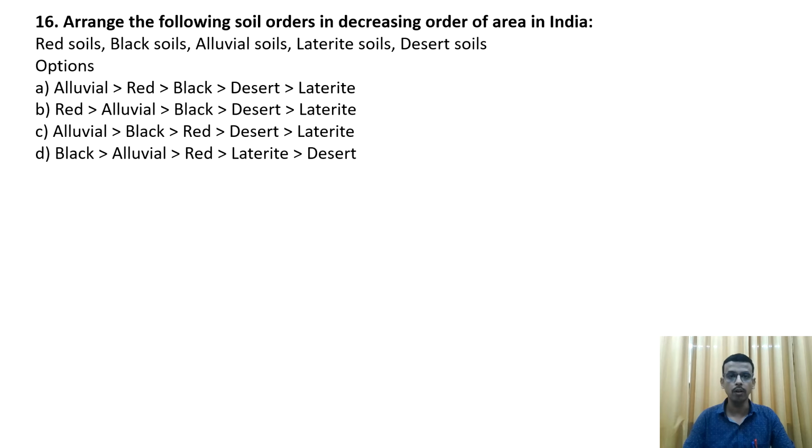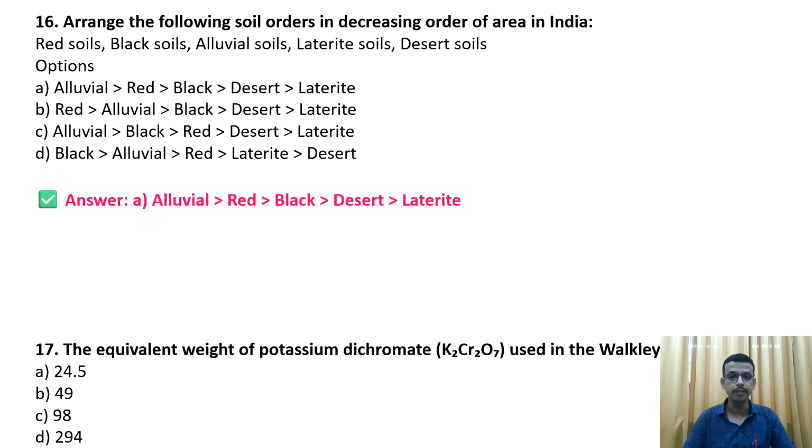Arrange the following soil orders. You see, this is about which soil order is dominant, or which type of soil has the larger area. Alluvial soil has the larger area in India, then red soil, then black soil, desert soil, and laterite soil. In my earlier lecture, I have explained the dominance of different types of soil in India.